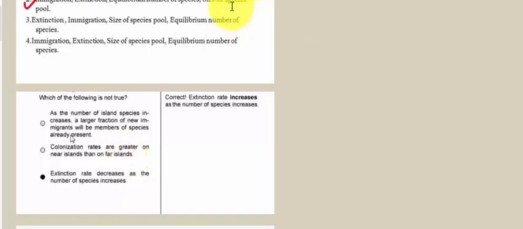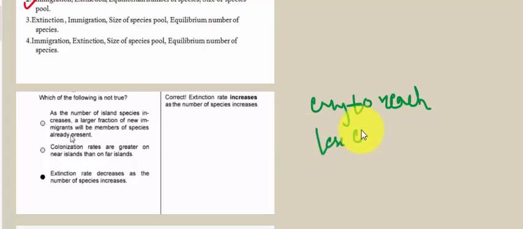Okay, so you need to remember 2 points. First is, in the smaller island, it is easy to reach. Okay, and the second point is extinction. So the last point is extinction rate decreases as the number of species increases. No, this is the wrong statement. The correct option is extinction rate generally increases as the number of species increases.